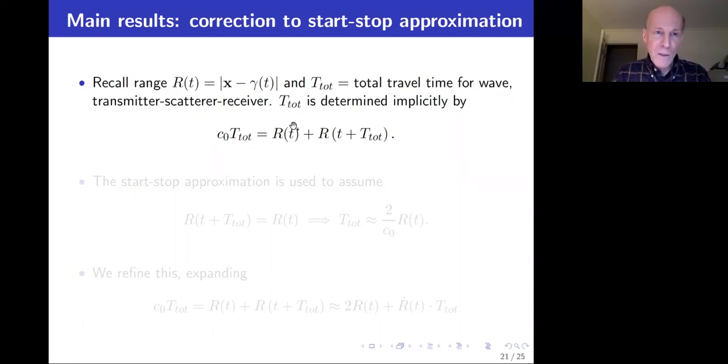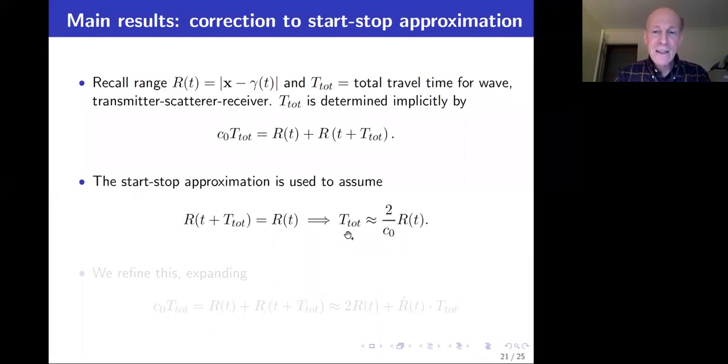Okay, so I'll run through this fairly quickly. So recall that the range R of t was given by this formula here. And t sub tot was the total travel time for the wave from transmitter to scatterer back to receiver. And t tot is determined implicitly by this equation here. Right? And the start-stop approximation, pretending that the platform is not moved at all by the time the scattered wave comes back, leads to the assumption that R of t plus t tot is the same as R of t, and that leads to t tot being 2 R of t divided by the speed of light.